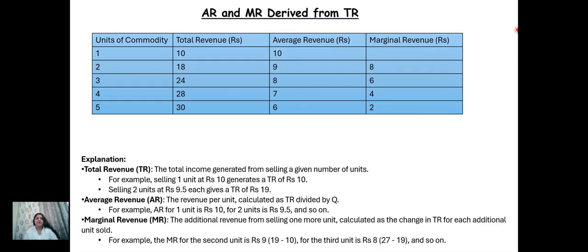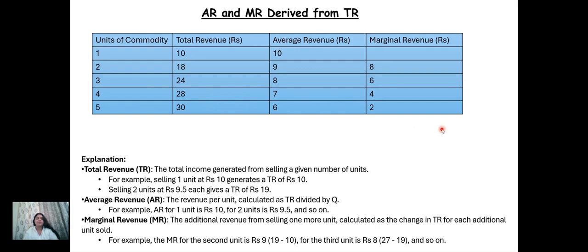Average revenue and marginal revenue are derived from total revenue. Here you can see we have commodity 1 to 5. Total revenue is increasing, and average revenue and marginal revenue are both decreasing. When we make a graph or curve, total revenue goes in the upward direction and marginal revenue goes in the downward direction.